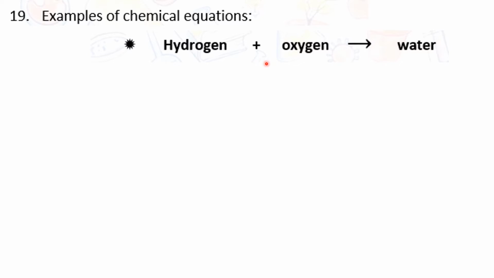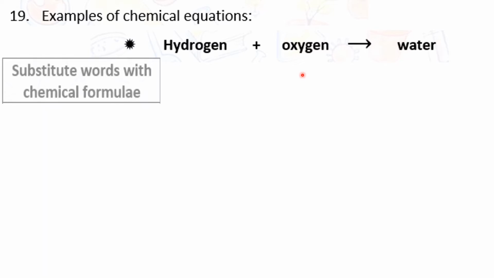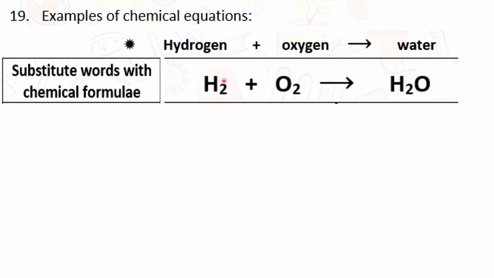Example of a chemical equation. Let's use the example from previously, which is water. So this is the word equation for water: hydrogen plus oxygen will give us water. To change this to a chemical equation, we must substitute all the words here with chemical formulas. So hydrogen will be H2, oxygen will be O2, and water will be H2O. We have already learned previously how to write down formulas of elements and compounds.